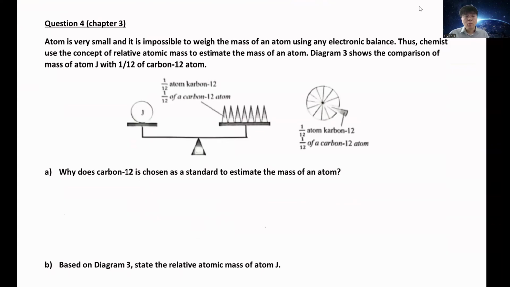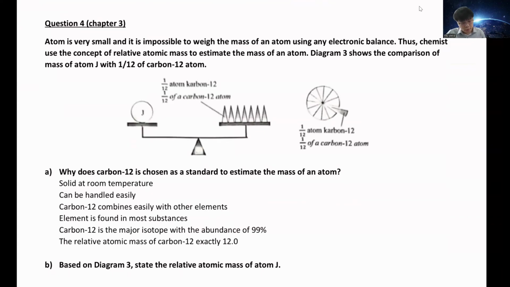Then this is another one. Why is carbon-12 chosen as the standard? First, it is solid. You can choose any reason here. It is easy to handle because a solid can be measured easily, not like a gas. Then carbon combines with many other elements, and in our world there are a lot of things that consist of carbon, so it is easily found. Then carbon-12 is the majority isotope. You know for isotopes we have carbon-12, 13, 14, but carbon-12 alone is 99%.